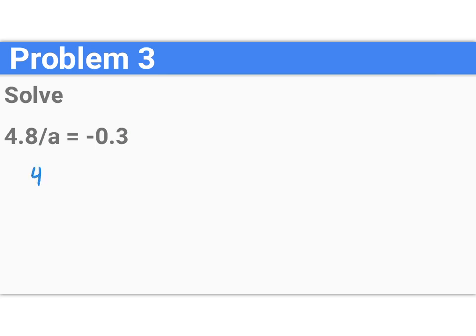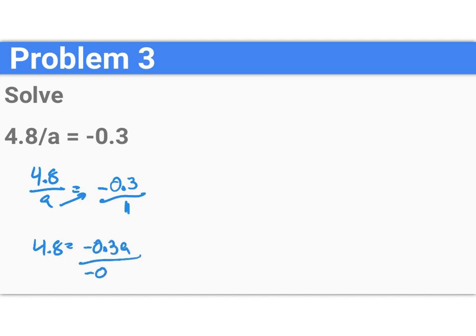Okay. 4.8 over a equals negative 0.3. Well, we can put any number over 1. And now if we cross multiply, we can see that 4.8 equals negative 0.3a. We divide by negative 0.3 on both sides. And then a will equal negative 16.